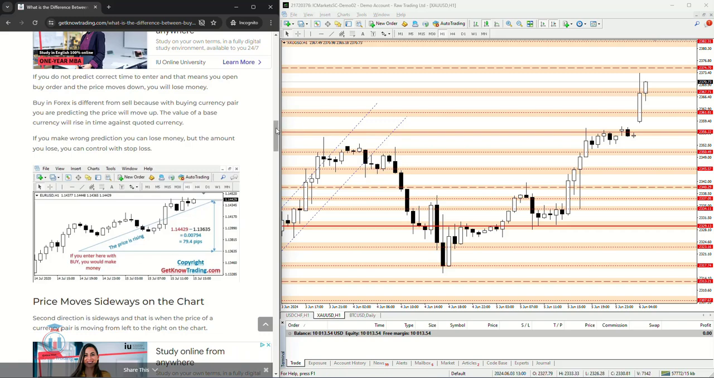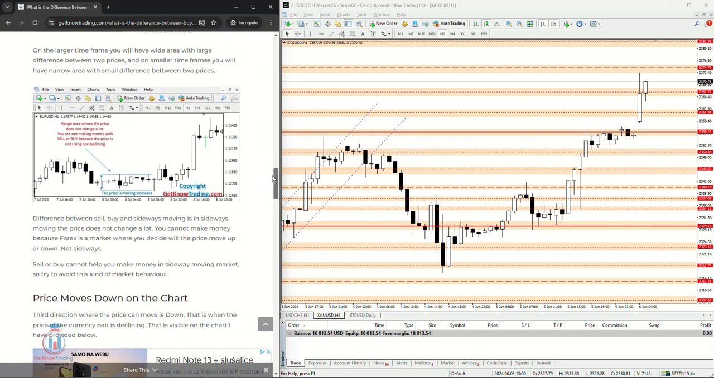Now there is a second example when the price doesn't rise, and this is something called the price moving sideways, and that means the price doesn't go up and the price doesn't go down. So the range area where the price is does not change a lot. You're not making money with sell or buy because the price is neither rising nor declining.